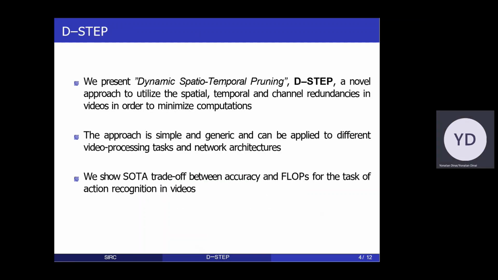Here we present DSTEP, Dynamic Spatiotemporal Pruning, which is a new approach to use the spatial, temporal, and channel redundancies in videos in order to minimize computations. It is a simple and generic approach which can be used in different video tasks and network architectures. In our results, we show state-of-the-art trade-off between accuracy and flops on different action recognition datasets.